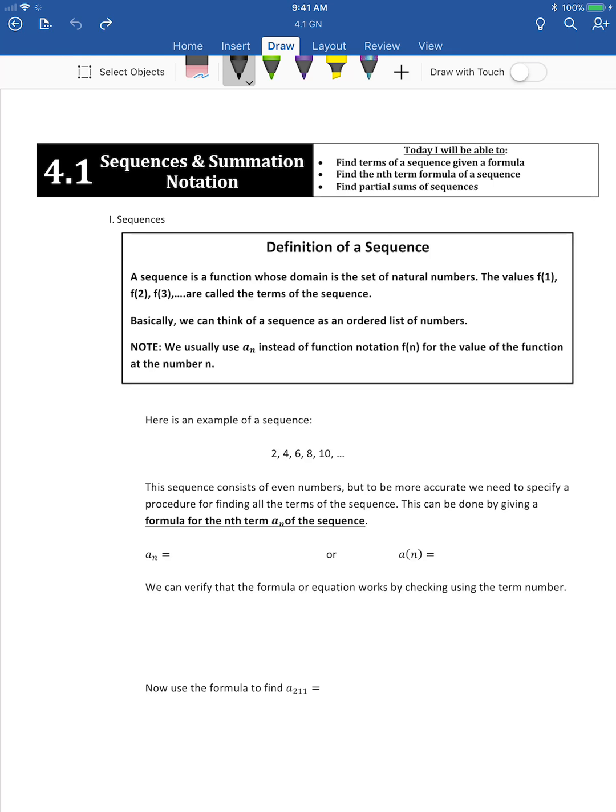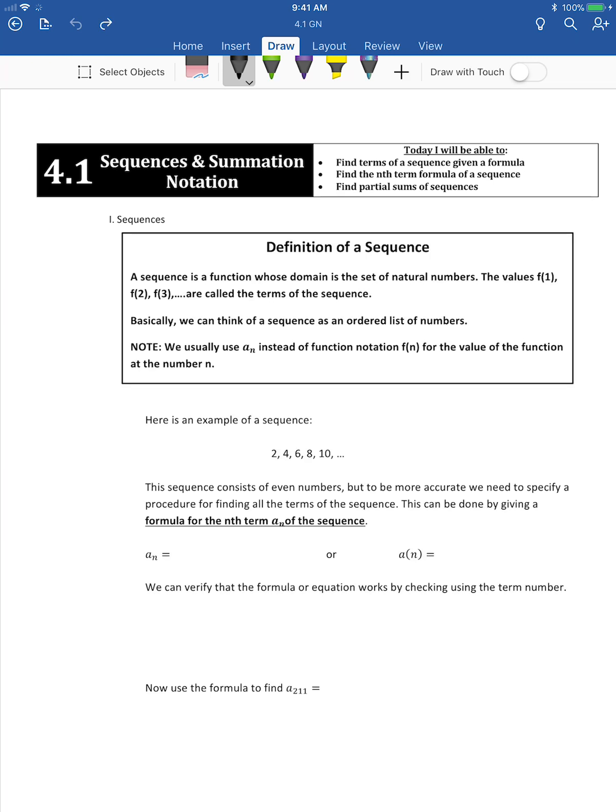Unit 4 is all about sequences. We get into some mathematical proofs, and then we finish with some probability. So this is probably my favorite unit so far. I'm really excited to be able to explain all this to you, and why don't we jump right in?